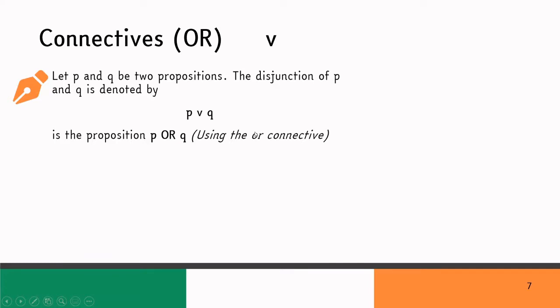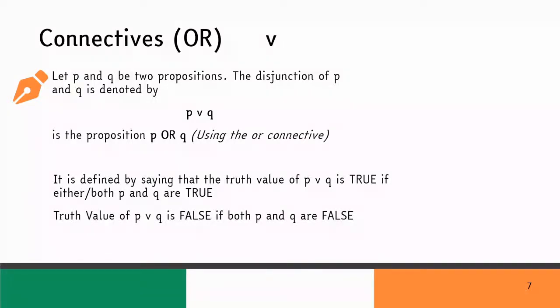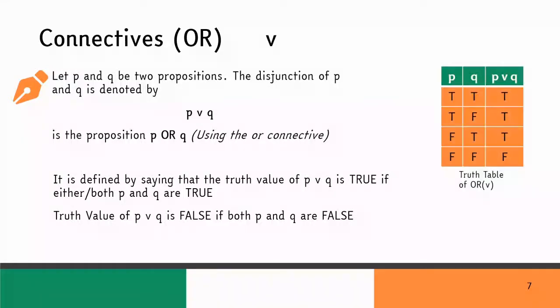It is defined by saying that the truth value of P or Q is true if any of the propositions are true. P or Q is false if both of them are false. Similarly, this is the truth table representing the OR operation. We can see for each truth value, there is a corresponding truth value in the resultant set.